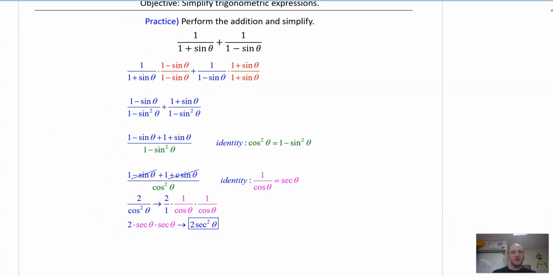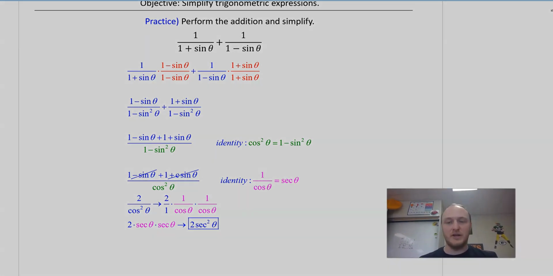Okay, so you multiply by the conjugate, which is 1 minus sine theta, and on the right side, 1 plus sine theta, giving us 1 minus sine squared theta, which is cosine squared theta. So we get 2 over cosine squared theta. At this point, I can use the reciprocal identity, and that is just 1 over cosine theta is secant theta. Okay, all right, that does it for this video.